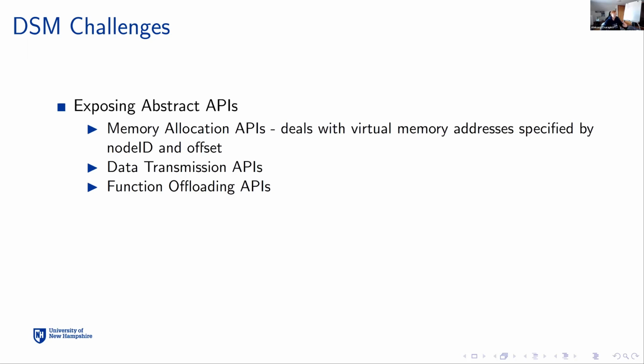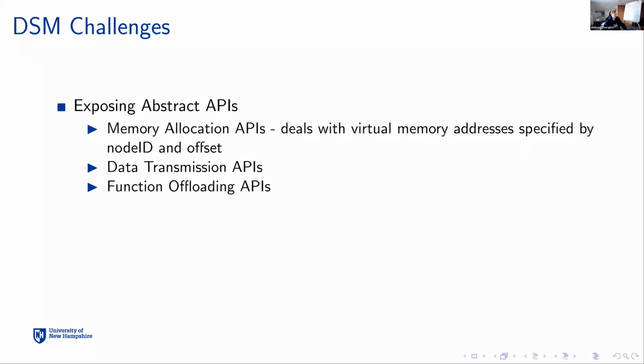Right, so we need to have memory allocation APIs, and obviously it needs to deal with virtual memory addresses specified by things like maybe node ID in that memory pool and some offset and whatnot. They also talk about data transmission APIs, mostly because you can allocate the memory, you can use the memory, but if you actually want to use the memory on the compute, you need to transfer it, right, to the local CPU. So transmission APIs, or if you want to cache it locally, that's also important.